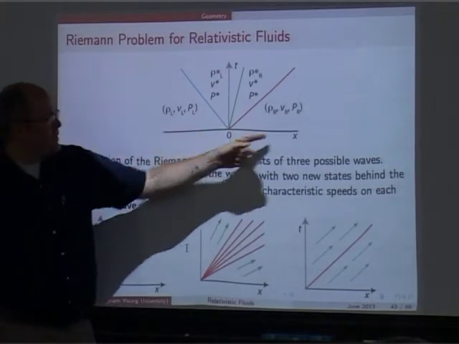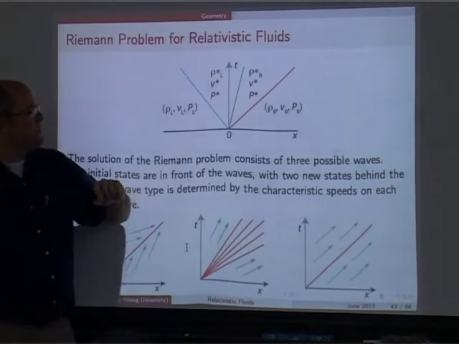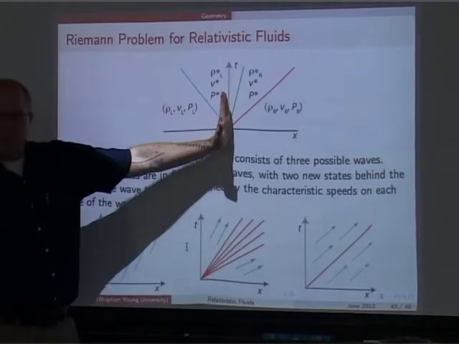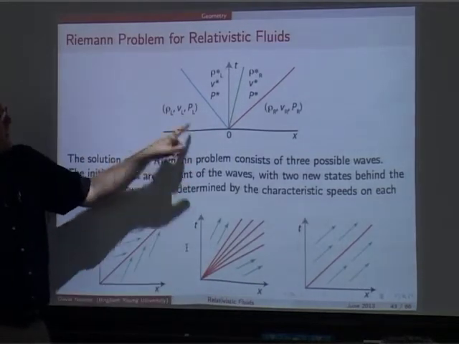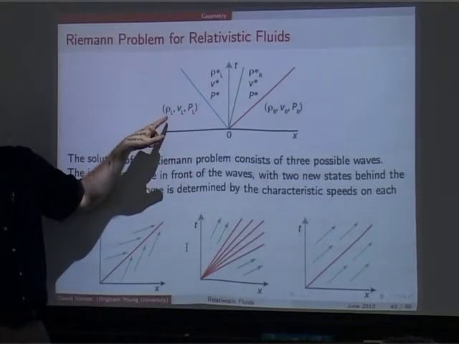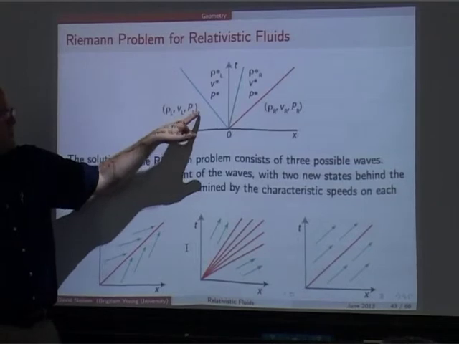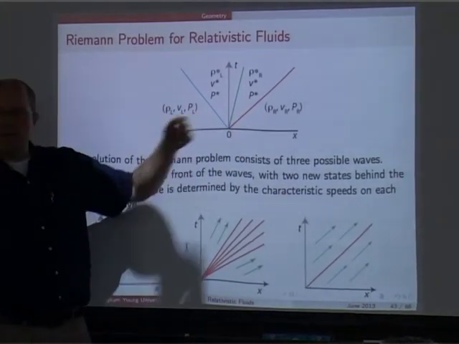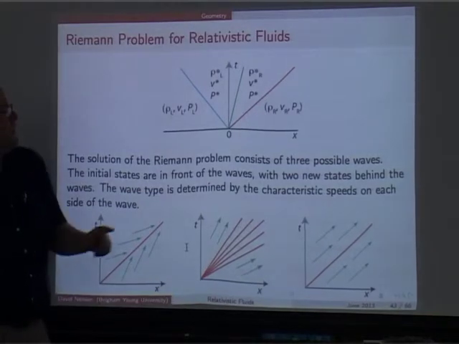This represents my horizontal, my spatial axis. The vertical axis is time. The initial discontinuity is here. On the left, I have a state specified by the density, the velocity, and the pressure. And on the right, I have the same. So I have an L or an R to distinguish between left and right.